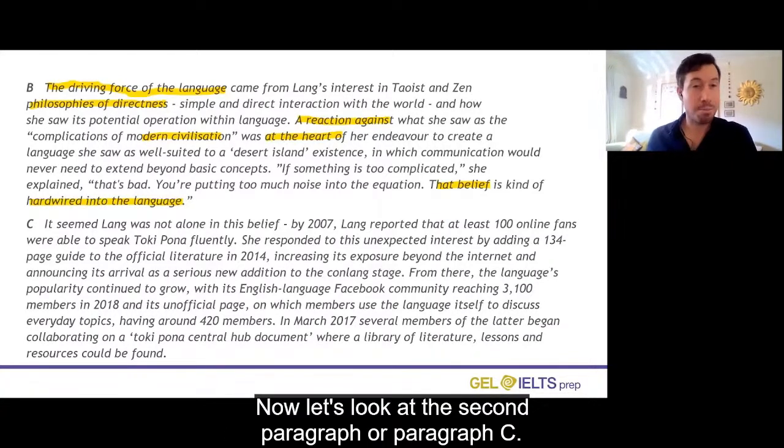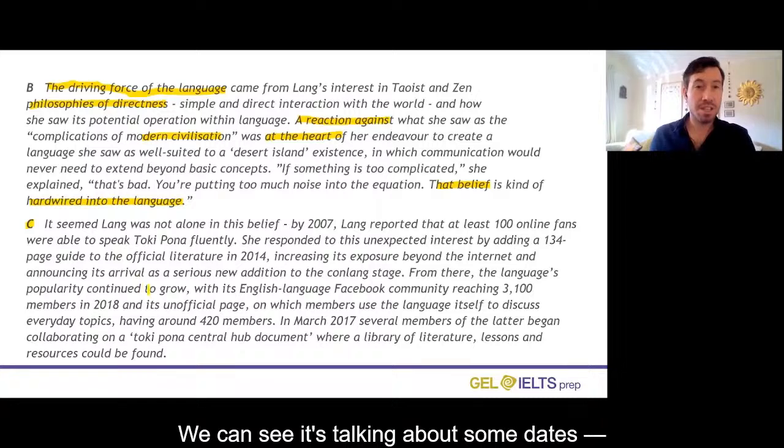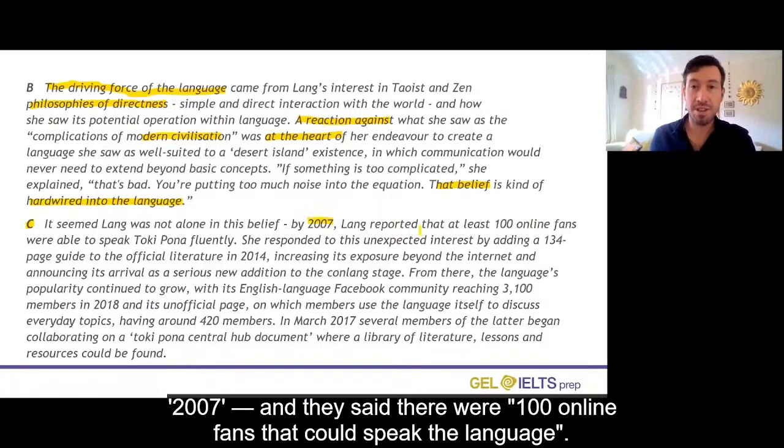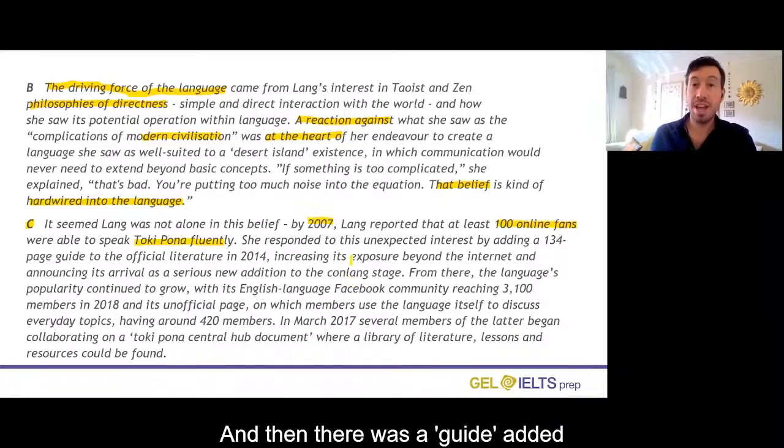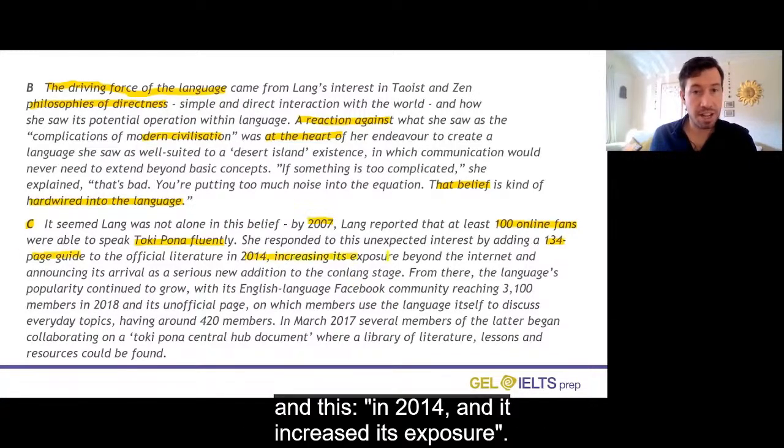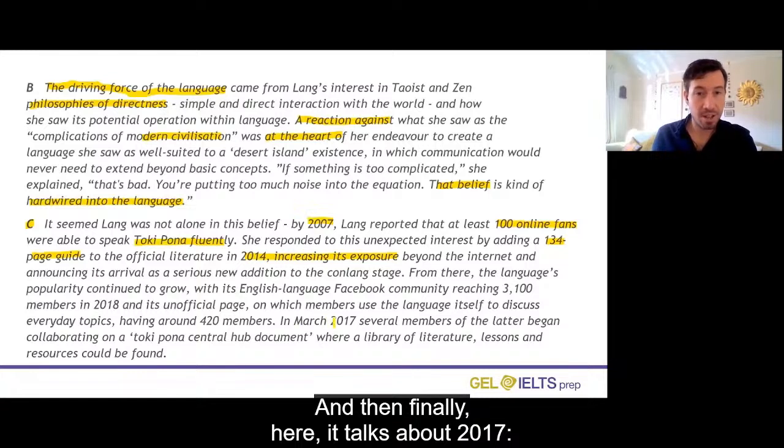Now let's look at the second paragraph, or paragraph C. So well, we can see it's talking about some dates, 2007, and they said there were 100 online fans that could speak the language. And then there was a guide added, and this in 2014, and it increased its exposure. And then finally here it talks about 2017.